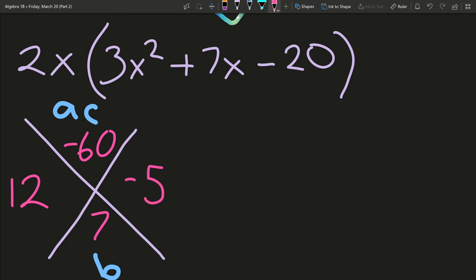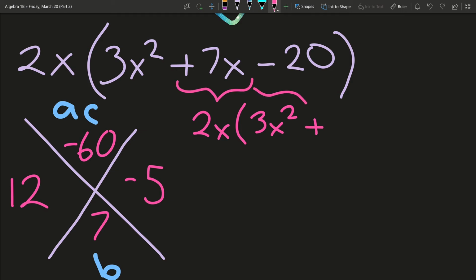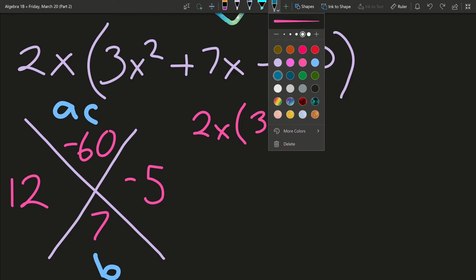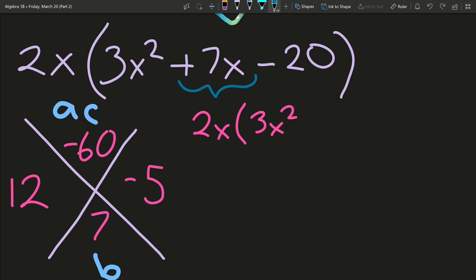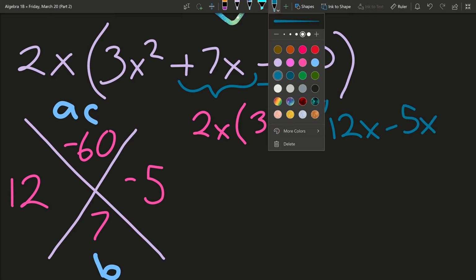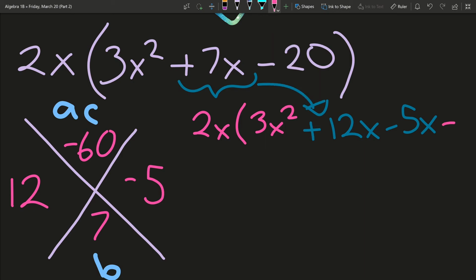So now we can take this. Remember to keep the 2x again. And we have, rewrite your equation. Remember to bring down 3x squared. And now, this 7x is going to change to this. I'm going to do this in a different color actually too. Let me pick a different color. So this 7x is going to change into positive 12x minus 5x, and then minus 20. So now you should be familiar with this.